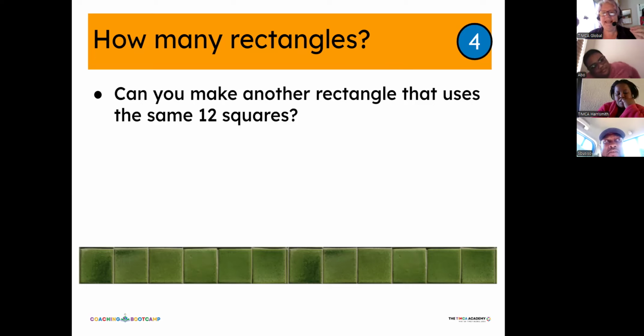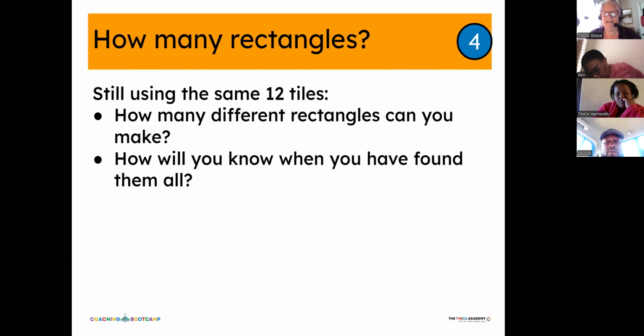So now the next thing when we do this type of exercise with children is we make sure we get all of them, all the factors if we like. So if we say to the children, still using these 12 tiles, how many different rectangles can you make? And how will you know when you've found them all? So we're now making sure that we've got all of them from 0 to 12.